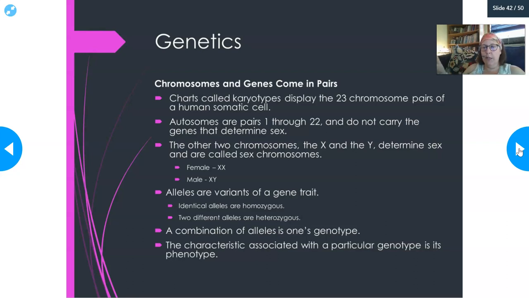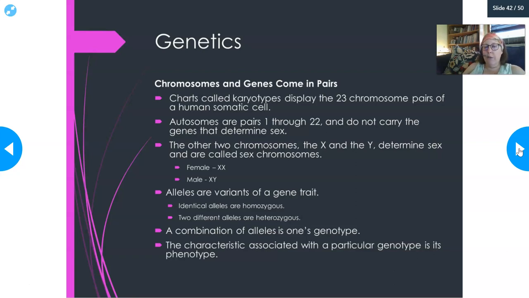My husband is heterozygous. He has hazel and blue. Those hazel and blue are the two alleles for eye color. The ones that won out in both of us were the hazel, right? But our son ended up with blue eyes because he got a blue eye gene from both of us. So he is homozygous for blue eyes, and he actually has blue eyes.